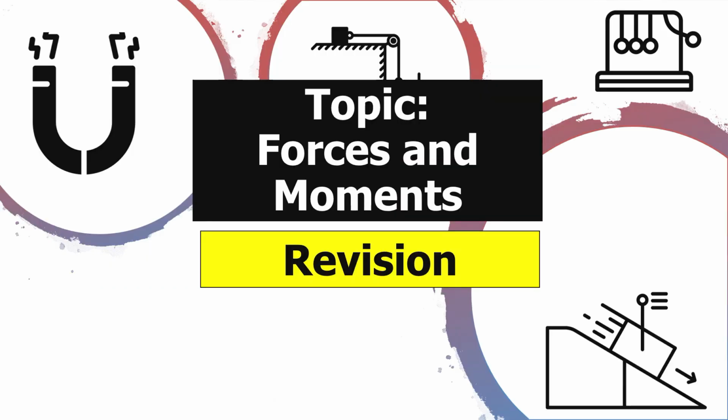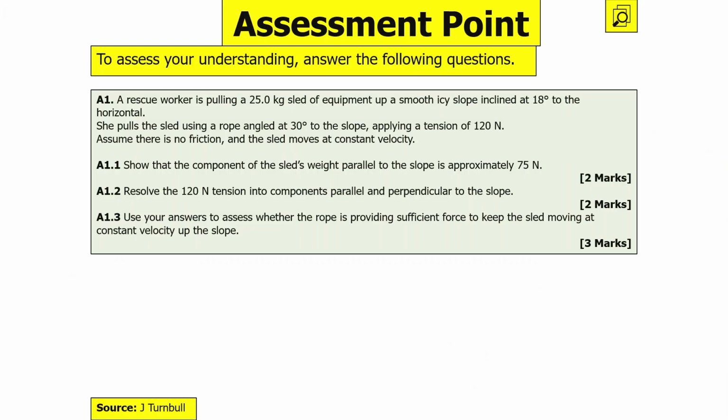So let's have a look at some exam style questions to do with forces and moments. A rescue worker is pulling a 25 kilogram sled of equipment up a smooth, icy slope inclined at 18 degrees to the horizontal. She pulls the sled using a rope angled at 30 degrees to the slope, applying a tension of 120 newtons. Assume there is no friction and the sled moves at a constant velocity.